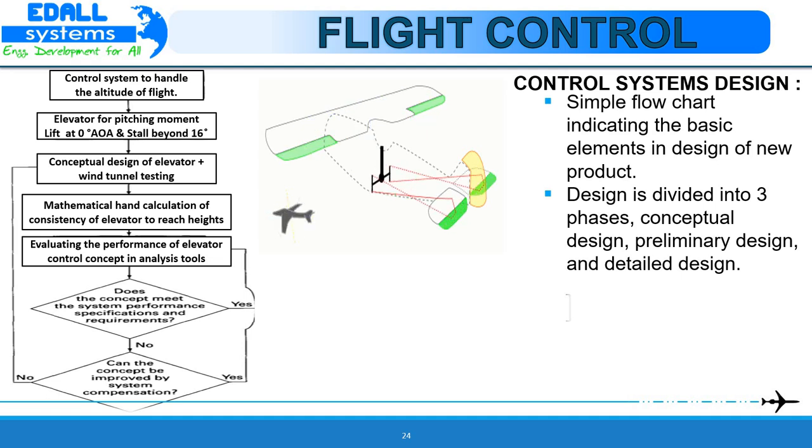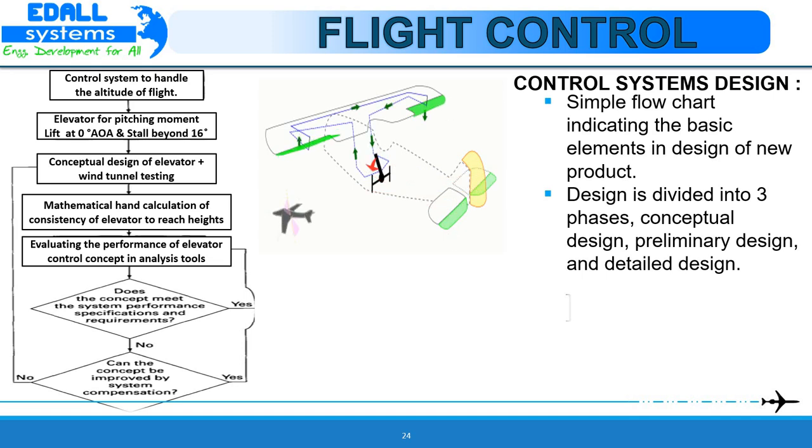So first, as soon as we come to know that we have to design a control system to handle the altitude of the flight, we have to go to the elevator pitching moment. Under elevator pitching moment, we have to have a condition that lift should be at 0 angle of attack and the stall should be beyond 16 degrees. If this is decided, then we can go on to the conceptual design of the elevator and then do the wind tunnel testing for the same.